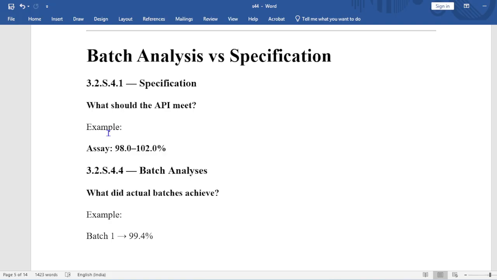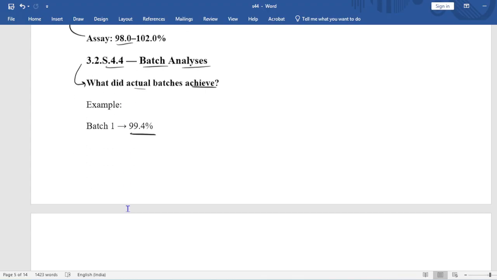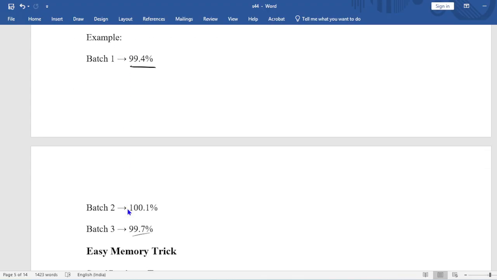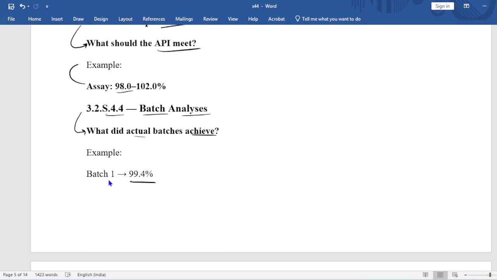Then, batch analysis versus specifications. In 3.2.S.4.1, we have seen the specification. The specification tells what the API should meet, for example, 98 to 102%. This information you will get in 3.2.S.4.1. But 3.2.S.4.4, which is the batch analysis, is going to tell us what the actual batches achieved. So the actual batch has achieved 99.4, 99.9 or 99.7. So we can compare the specification against the actual batches and we can say it is compliant.